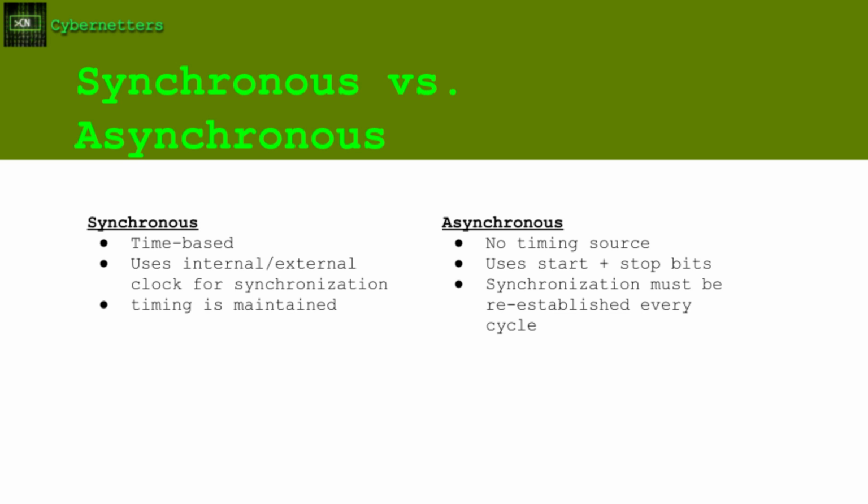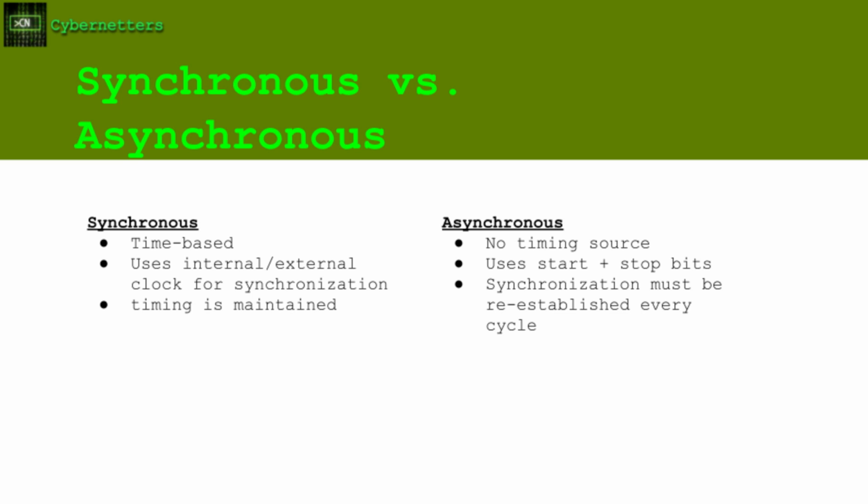So, two more modes we'll look at are synchronous and asynchronous. Synchronous is time based, which means it uses an internal or external clock to handle the synchronization for the communication, and timing is maintained regardless of the presence of data. The difference between that and asynchronous mode is that asynchronous mode has no timing source to determine when data is sent.